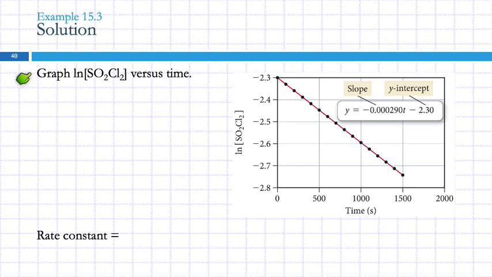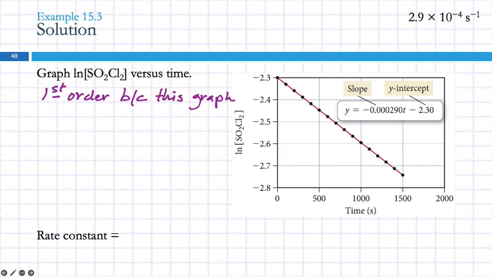So we'll graph that. And how can we determine if this is first order? Is that a straight line? Yeah, it's a straight line. Only a first order reaction will give a straight line for this graph. So because it's linear, we know it's first order. Now, this is a really beautiful set of data.